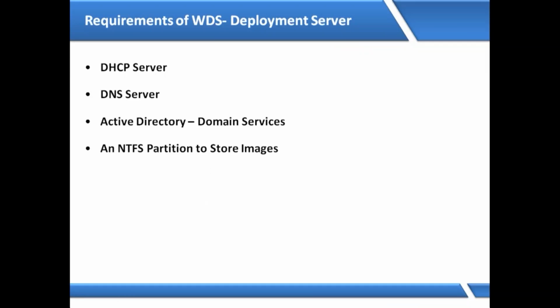So I repeat once again, before we configure the WDS server in our network, we should have a DHCP server, DNS server, DC, and a partition which stores the ISO image of the operating system which we want to deploy. So these are the prerequisites.